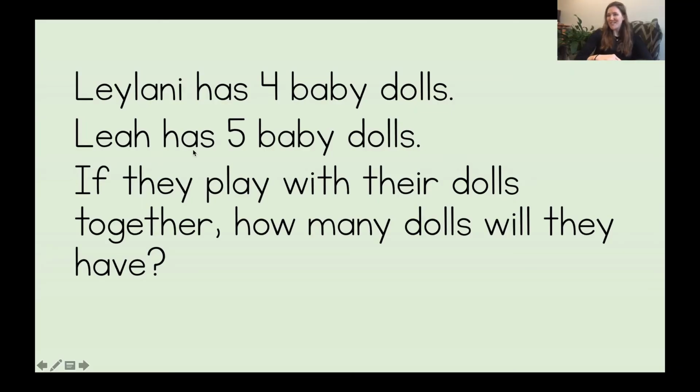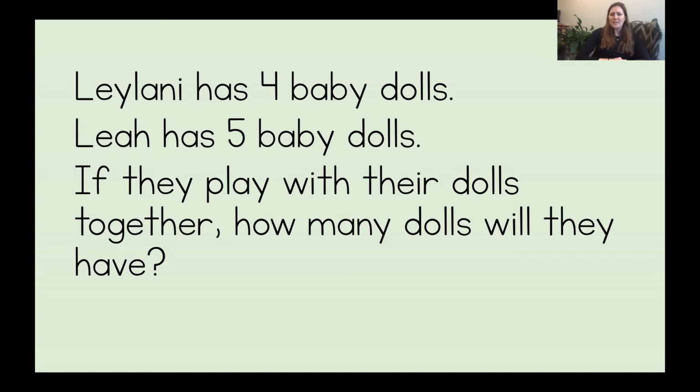So first, we're going to read our first story problem. Our first story problem is about Leilani and Leah and about baby dolls. Let's read the problem and visualize what it's asking us. Leilani has 4 baby dolls. Leah has 5 baby dolls. If they play with their dolls together, how many dolls will they have?